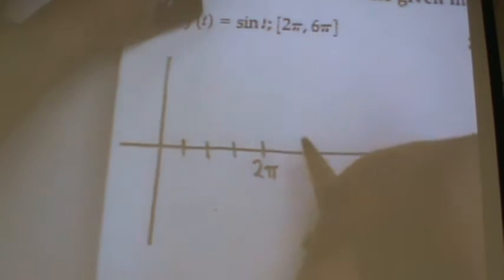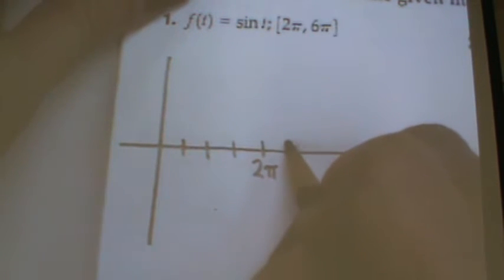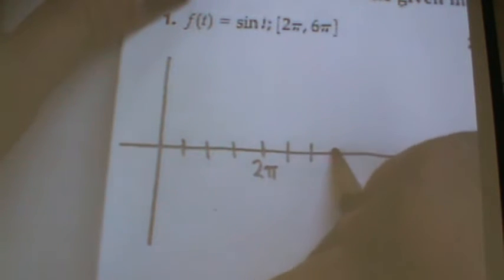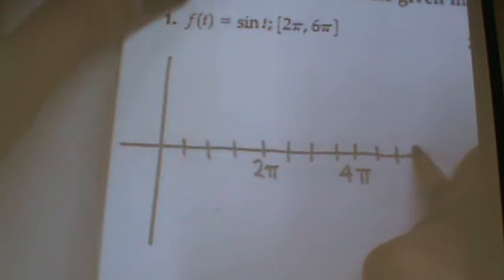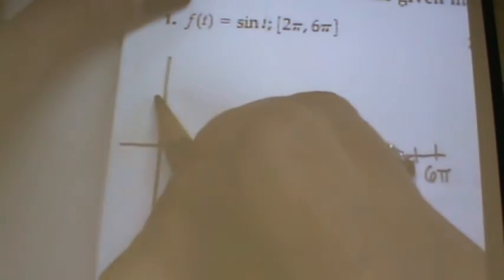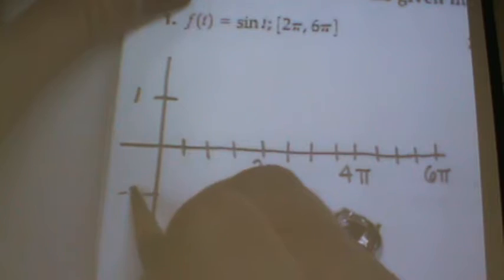So 2 pi, now you've got 1, 2, 3, 4. That's going to be 4 pi. That's naturally right. 1, 2, 3, 4, and that's going to be 6 pi. Okay, and then you can just go 1. This is going to be 1, and this is going to be negative 1.